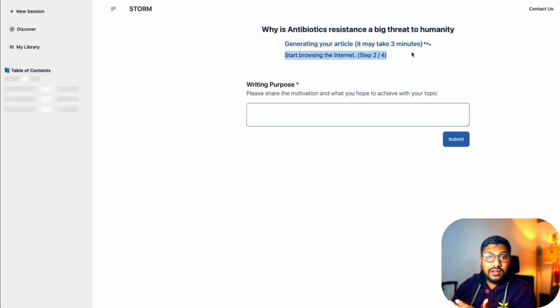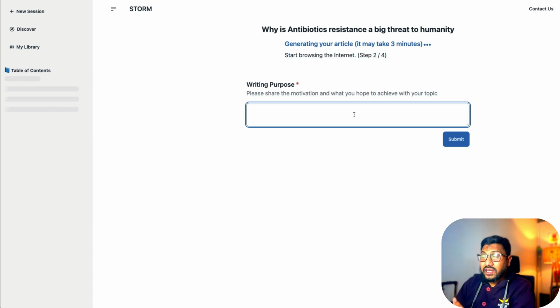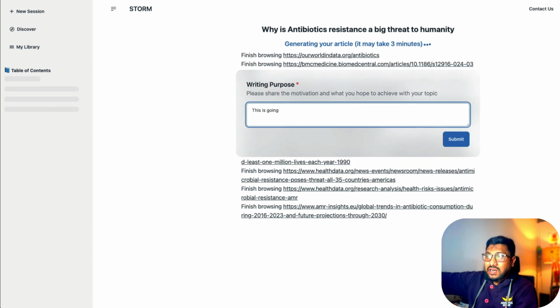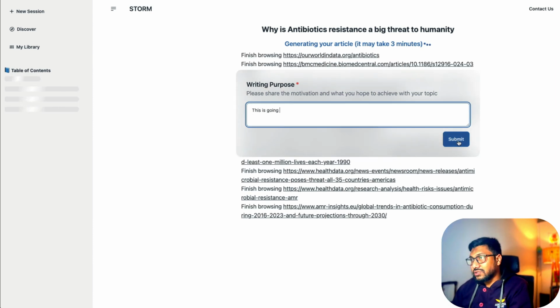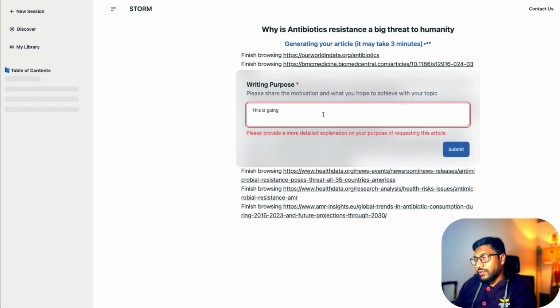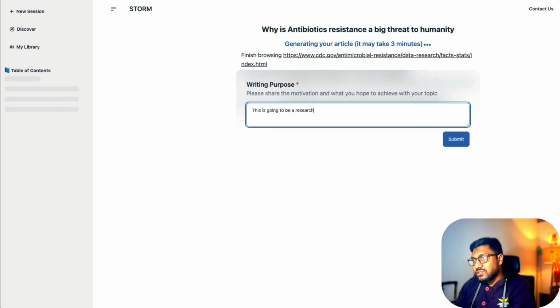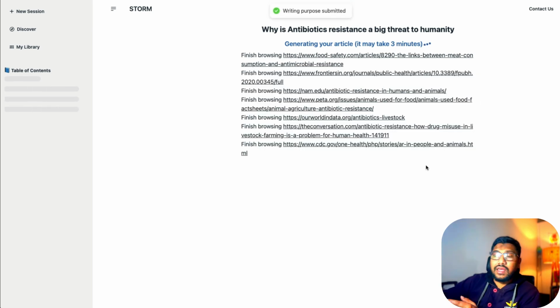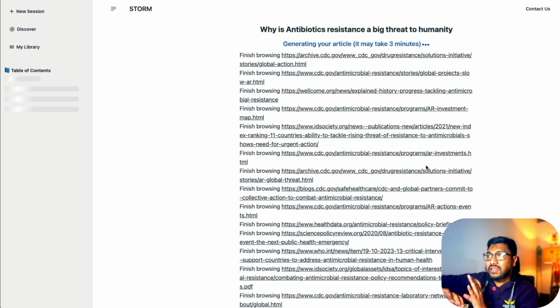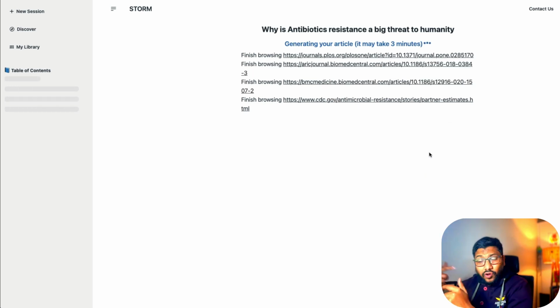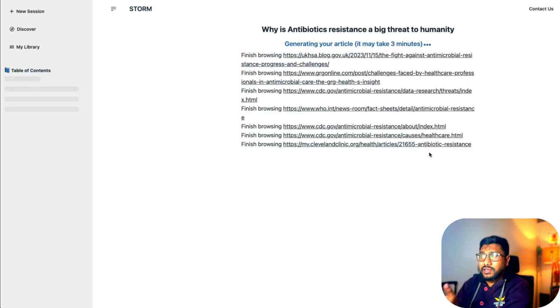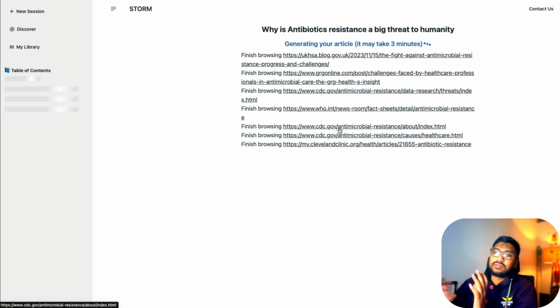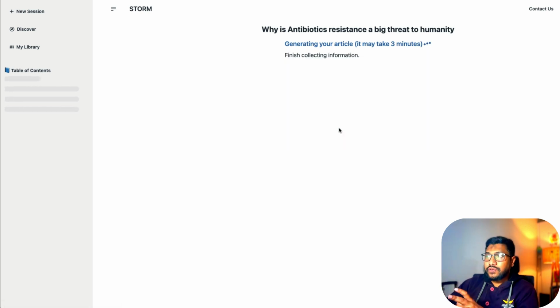Second, it has started looking for content on the internet, and meanwhile it is asking what your writing purpose is. I can say this is going to be a research paper. You can see that it is starting to finish browsing. Okay, so it has finished browsing the internet, and it's collected all the links. I think it's using Bing at this point. It has taken everything and it's getting all the links, the research papers, mostly trusted articles. But you can see that for a different topic, it goes to different information as well.